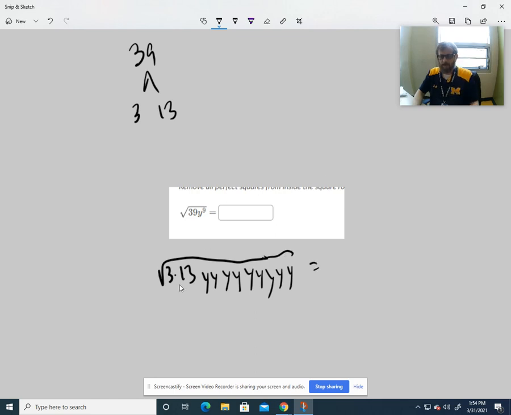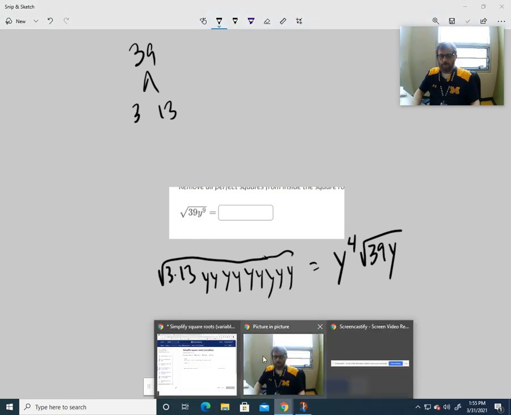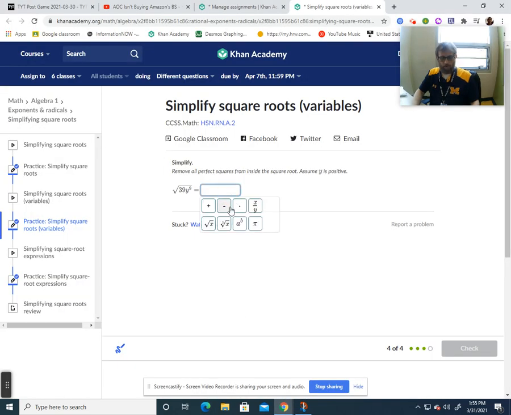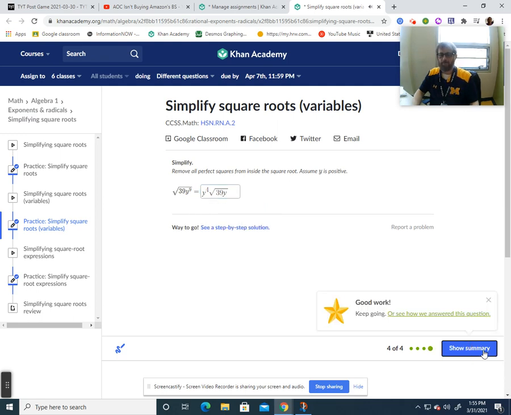Well, notice there's no pairs of numbers. So nothing moves out. But I get a pair of y's, 1, 2 pairs of y's, 3 pairs of y's, 4 pairs of y's. So on the outside, I have 4 y's. And left over inside, I still have the 39. I wasn't able to do anything with that. And I've got that 1 y left over. So I end up with y to the fourth times the square root of 39y. Awesome. Another one down. Again, always ask questions.